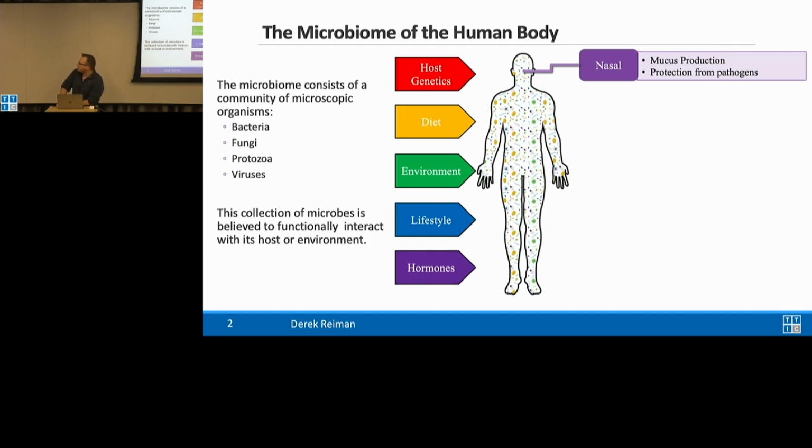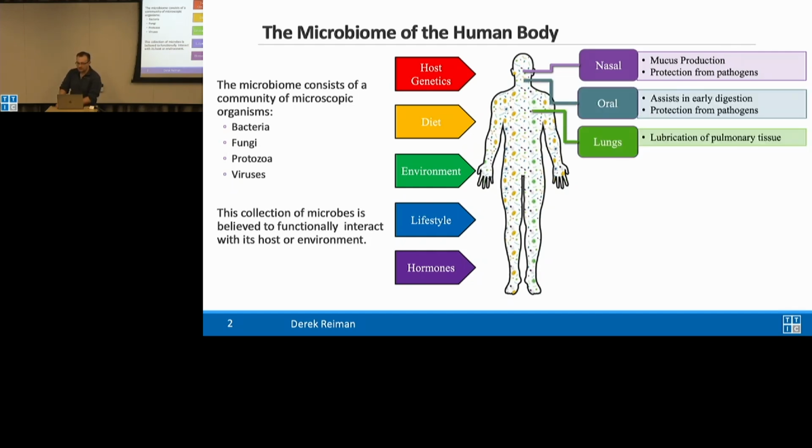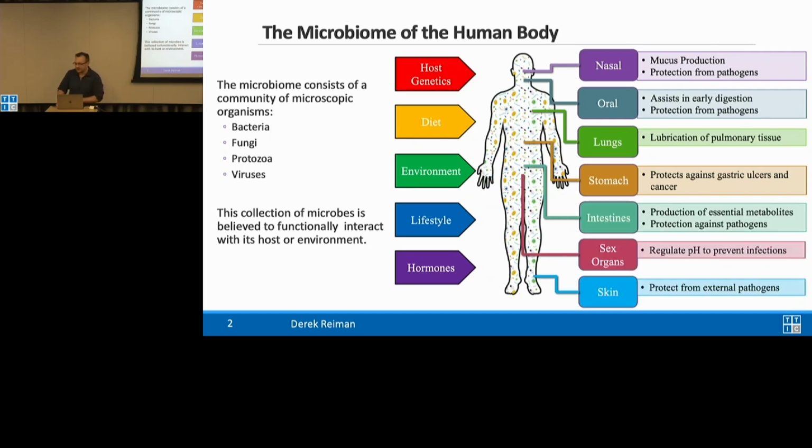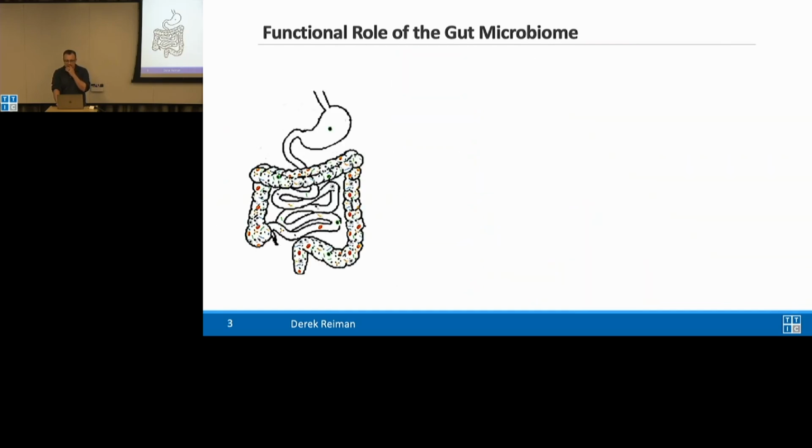There are also different communities that we can study. For example, there's the nasal microbiome, the oral microbiome of the mouth, lungs, stomach, the intestines, sex organs, and skin. In particular, I focus on what's called the gut microbiome, which is the combination of the stomach and intestines.